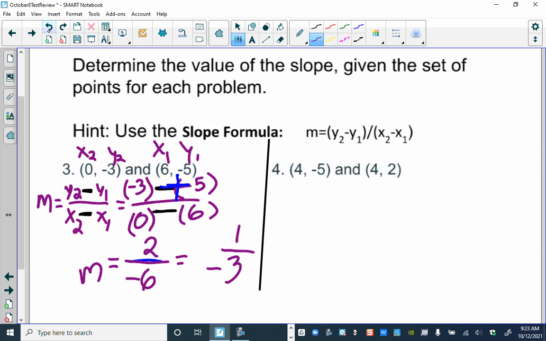Now, number 4, you would try on your own. But this one, and again, x2, y2, x1, y1. You can try that on your own, but that's going to be a special case. You can check it over later. That's a special case. Questions?